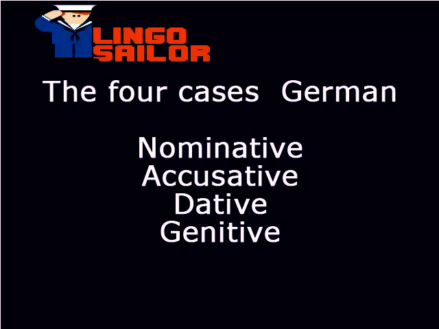Dative. The dative case is used to show the indirect object of a verb. An indirect object is a person, animal, or a thing the action is intended to benefit or harm. You can identify the indirect object and the dative in a sentence by asking to whom or for whom with the subject and verb of the sentence.